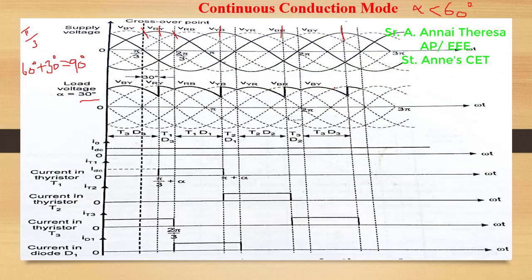So this is the waveform. There are 2 modes of operation: one is continuous conduction mode, and the second is discontinuous conduction mode. If alpha is less than 60 degrees, it is called continuous conduction mode. Here we take alpha as 30 degrees. We have added 60 degrees here because we are considering the line voltage, not the phase voltage.